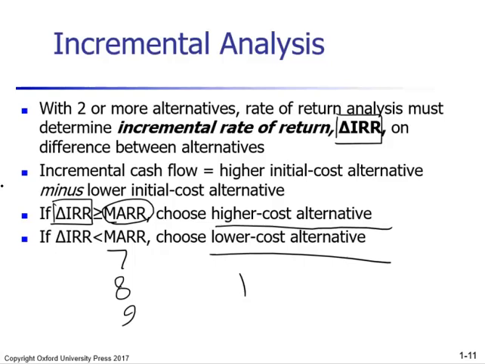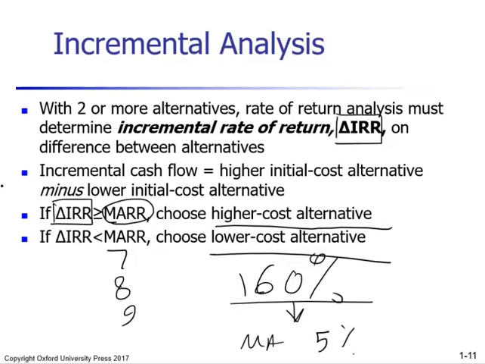For example, when I told you 160%, go and rush to do that parking lot for 1 year, because absolutely it's higher than the minimum attractive rate of return that is in my mind, that is, for example, 5%. So this page is just a fancy presentation of what we just discussed together with many examples.